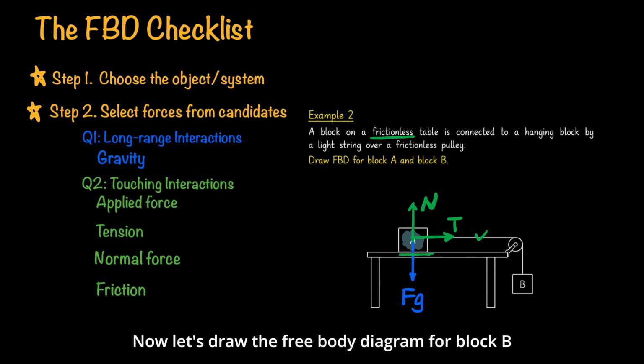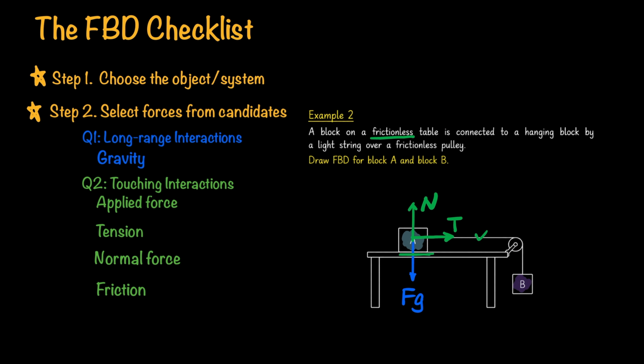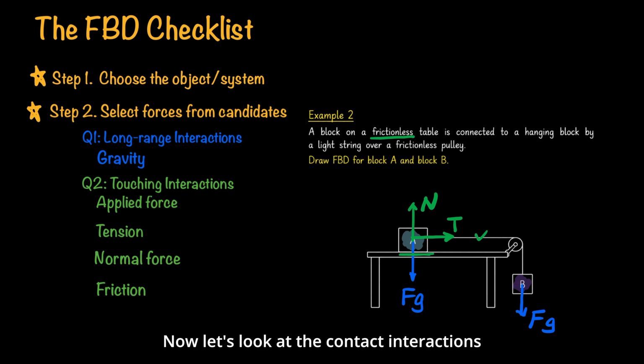Now let's draw the free body diagram for block B. Let's go through the same process. Is there a long-range interaction? Yes, the Earth pulls on block B, so I draw the gravitational force. Now let's look at the contact interactions. What's touching block B? The rope. The rope pulls on the block, so I draw the tension force.